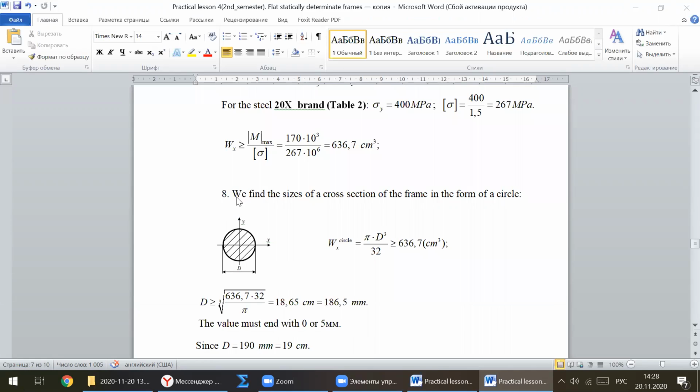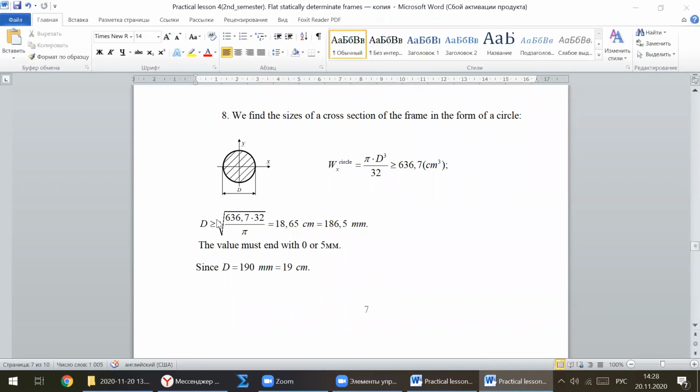The step number 8. We find the sizes of a cross-section of the frame in the form of a circle, as for a beam, according to this formula: pi multiplied by D in the power 3 divided by 32. I hope you remember this formula. Bigger than or equal to 636.7 centimeters in power 3.